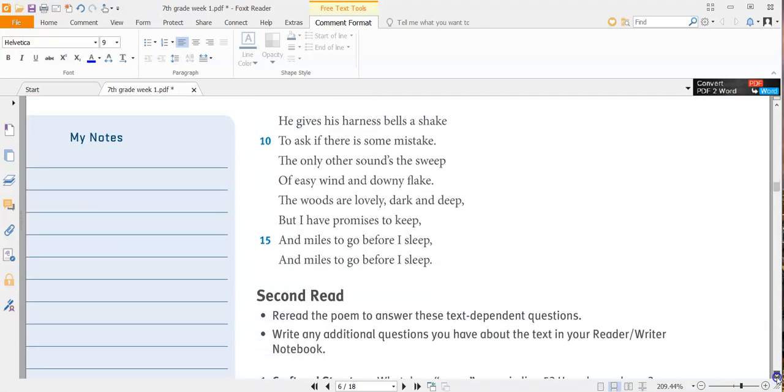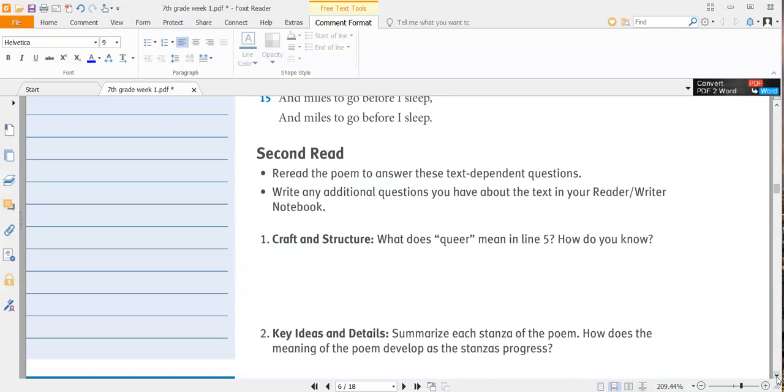So I'm continuing. Okay, so our second read says, reread the poem to answer these text-dependent questions. Write any additional questions you have about the text in your reader-writer notebook. Now, I don't have a reader-writer notebook for you guys, but if you do have any other questions about the poem that you want to ask, you could put them over here in the notes.